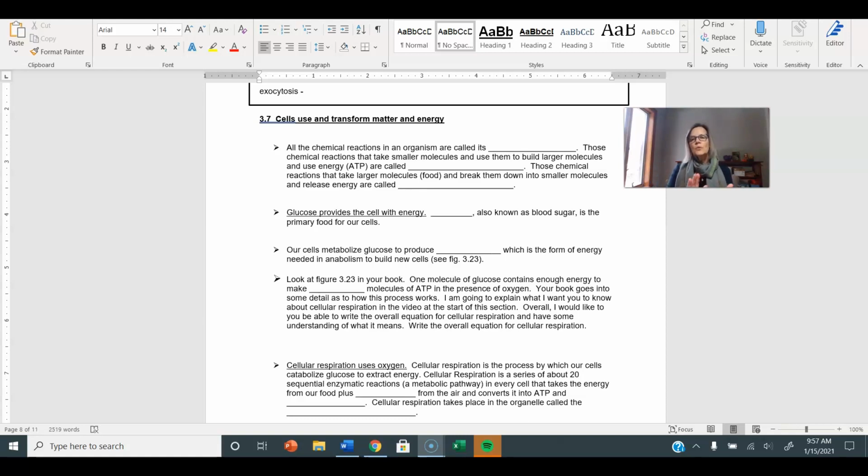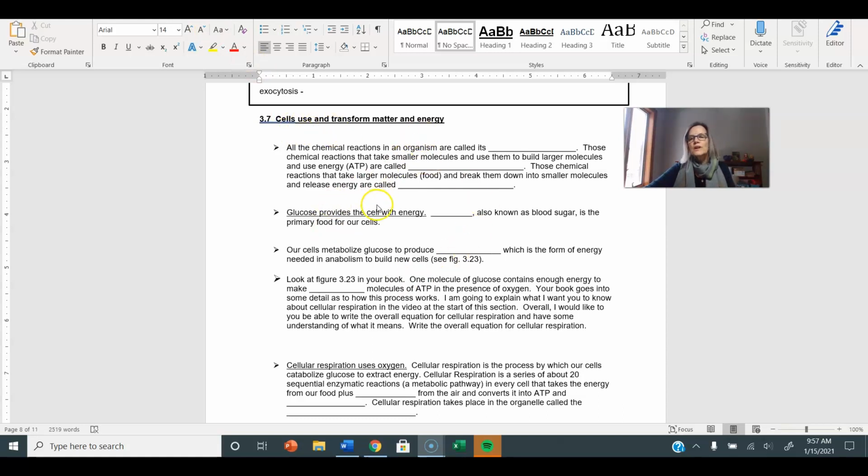In addition, a lot of you are doing this for a pre-nursing requirement or to take A&P for something like that. You'll talk about this in A&P in a lot more detail, and also in microbiology. So having a basic understanding of what cellular respiration is at this point can be really helpful for a lot of students. So in this section, we're talking about how cells can use and transform matter and energy.